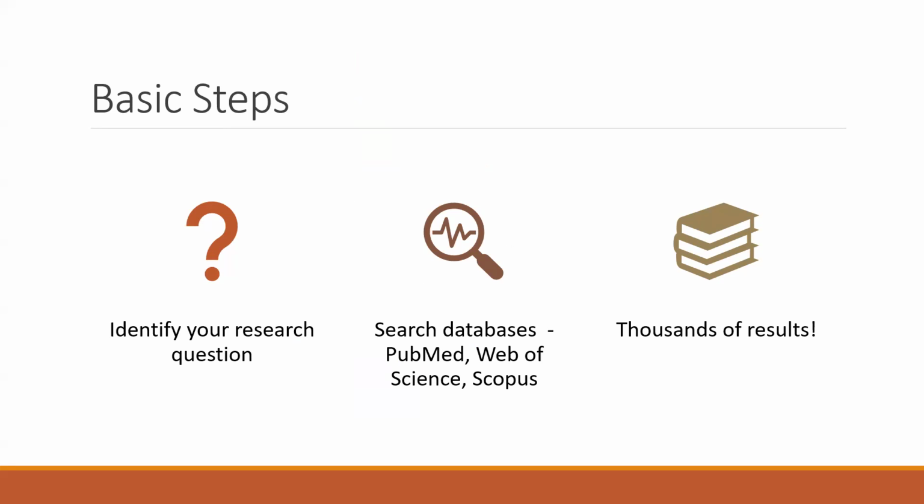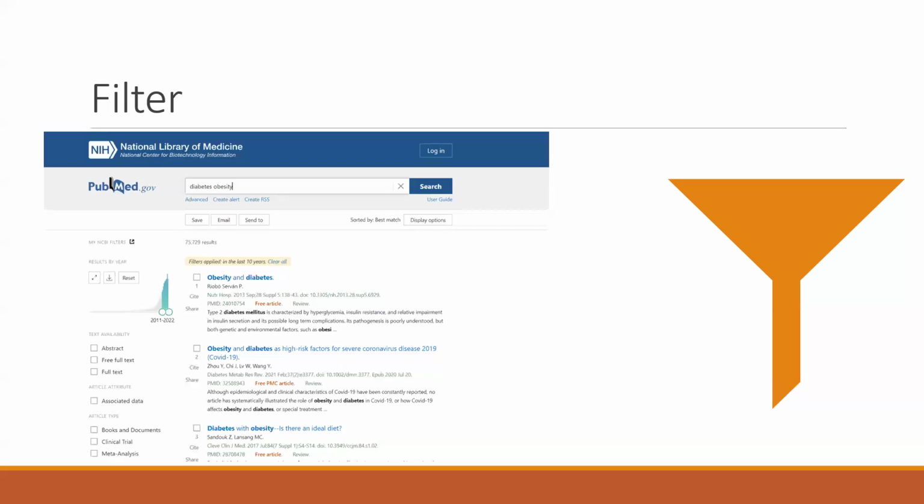First, when you're looking at an article, the first thing you have to do is identify your research question, which you should have already when you're going into a systematic review. You should have your research question ready and narrowed down enough to where it's specific to what you need. Then you're going to identify the databases that you need. Do you need science databases like PubMed, Web of Science, Scopus? Do you need humanities databases like JSTOR? And then from there, you're going to be getting thousands of results, so you need to filter those results.